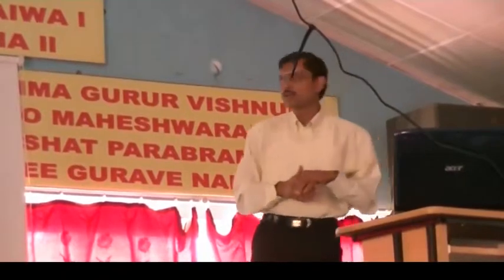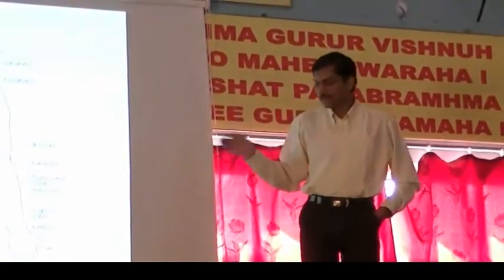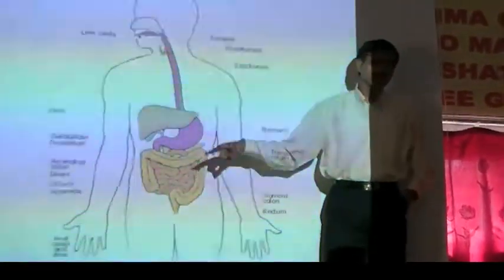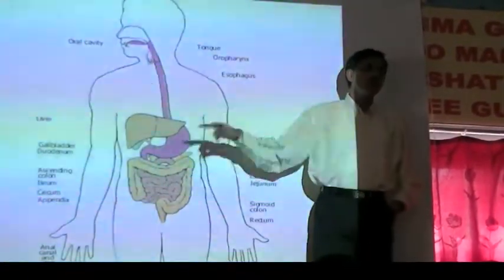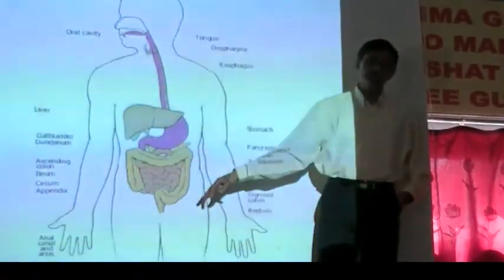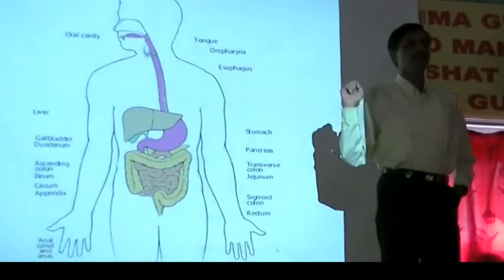And out of that, the length of our small intestine is nearly 22 to 23 feet. So whatever you see here, the coiled portion, all of it is nearly 23 feet long. So the food passes through all this in a time duration of 16 to 18 hours.